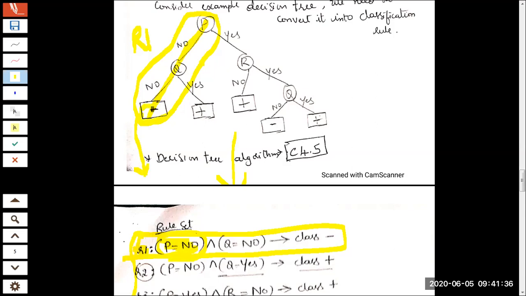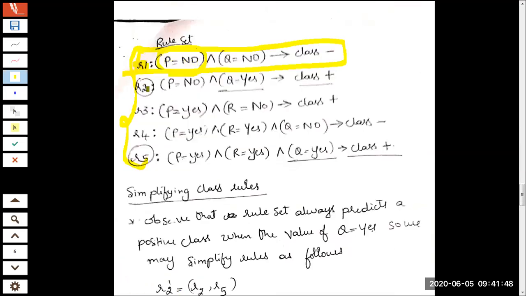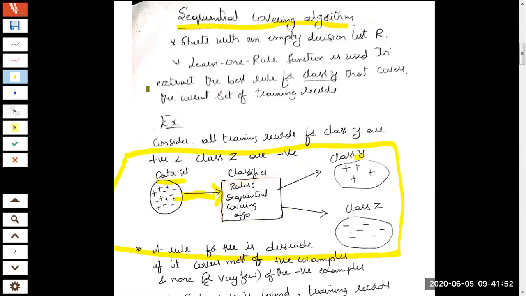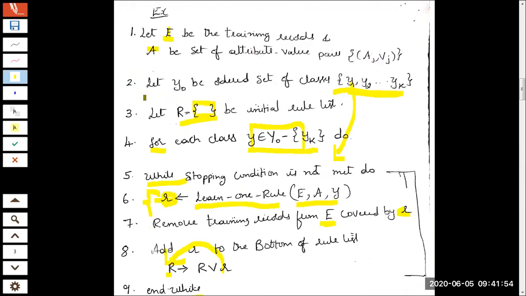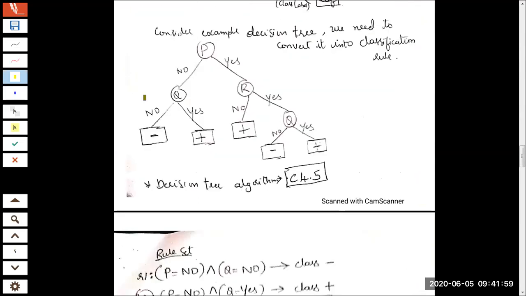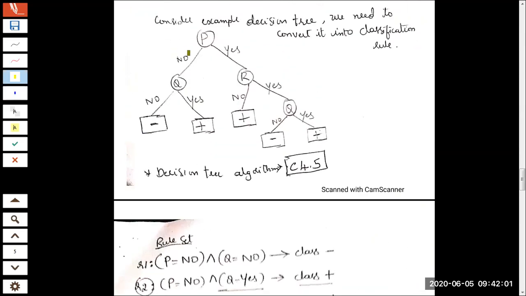So one more condition I need to introduce. So I have an and here, and what is the condition? Q equal to no. So with P equal to no, and once again I'll remove this. With P equal to no and Q equal to no.